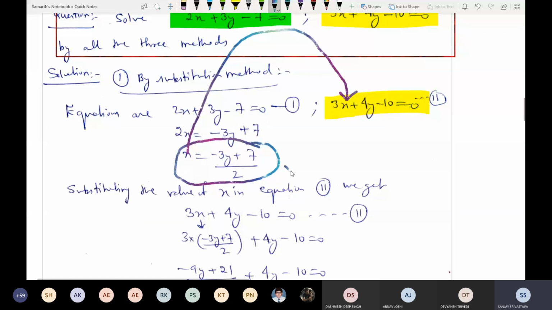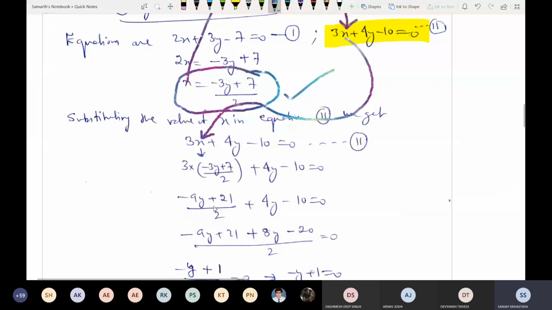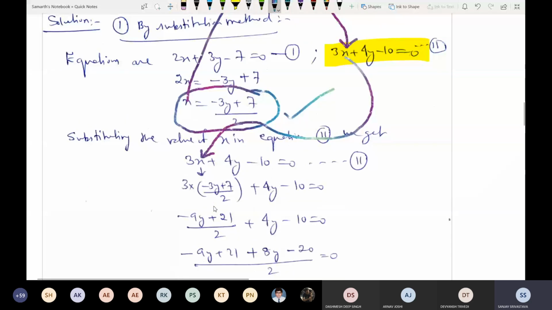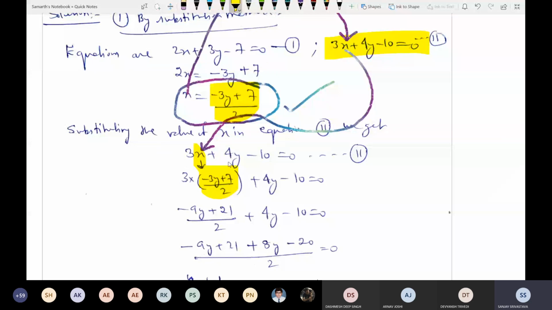Now I am going to substitute this value of x in the second equation. What was the second equation? 3x plus 4y minus 10 equal to 0. So when we substitute, we get 3 into, in place of x, the value we got from the first equation, minus 3y plus 7 upon 2, plus 4y, minus 10 equal to 0. When you multiply, you get minus 9y plus 21 upon 2, since 3 into 7 is 21, plus 4y minus 10 equal to 0.